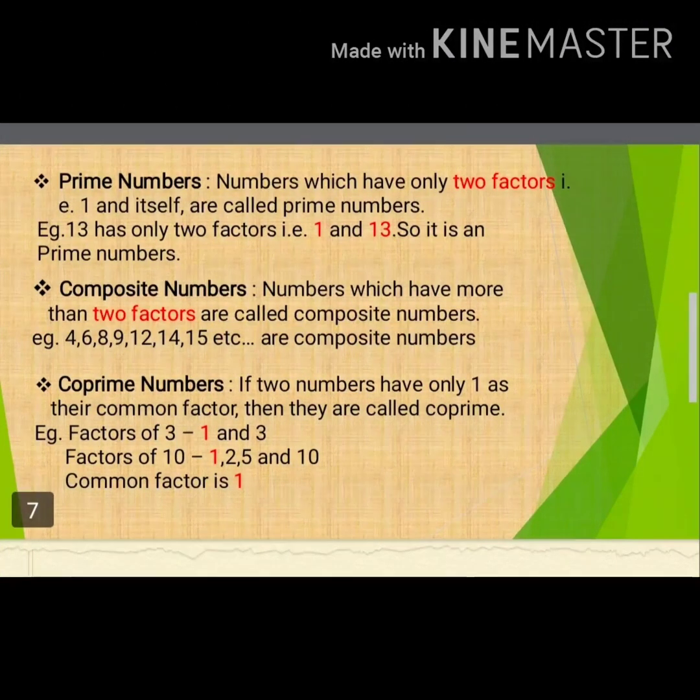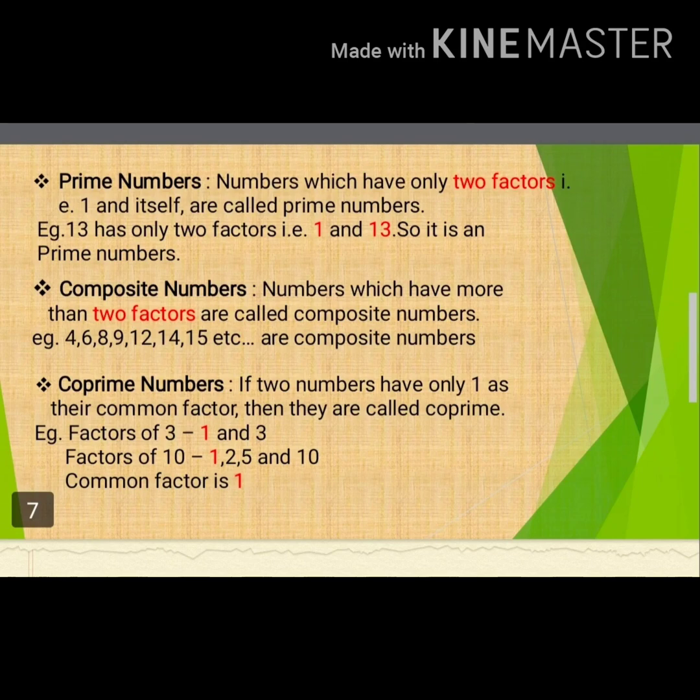Let us see what are prime numbers, composite numbers, co-prime numbers in this slide. Prime numbers, numbers which have only 2 factors, that is 1 and itself, are called prime numbers. For example, 13 has only 2 factors, that is 1 and 13. What does that mean? That means the numbers in between 1 to 13 do not divide 13 completely without leaving any remainder. So none of them are the factors except 1 and 13. So it is known as a prime number.